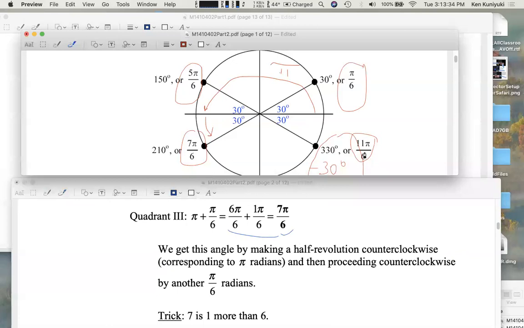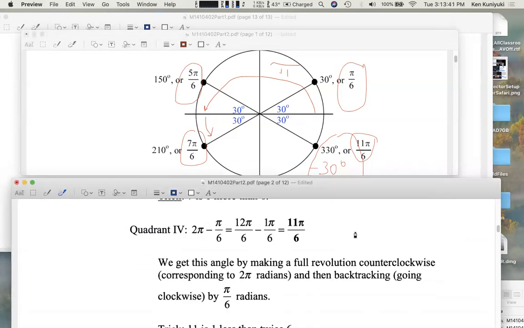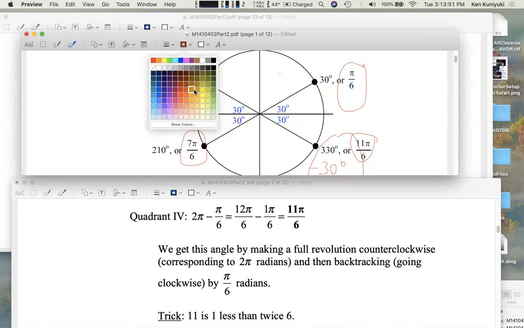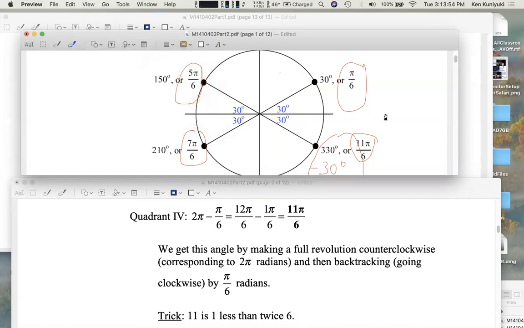Why the 11 pi over 6 in quadrant 4? If we want the positive angle and not, say, negative pi over 6, which is coterminal. All right, this time we want to consider not 1 pi, we actually want to consider, I'll put this in orange, 2 pi. That's a full-blown 2 pi radians, a full counterclockwise revolution. And then we're going to backtrack. We're going to go clockwise by pi over 6, the reference angle.